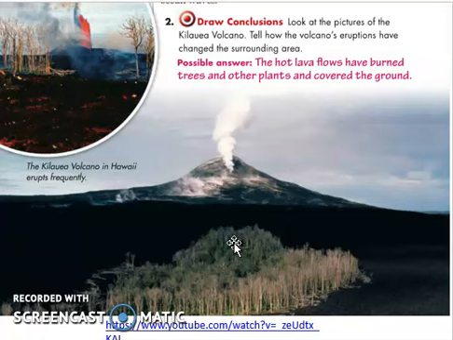Okay, so that is volcanic eruption. That is how dreadful and damaging the volcanic eruption is. And that is the event that could also change the Earth's surface. Let's go to the next slide.